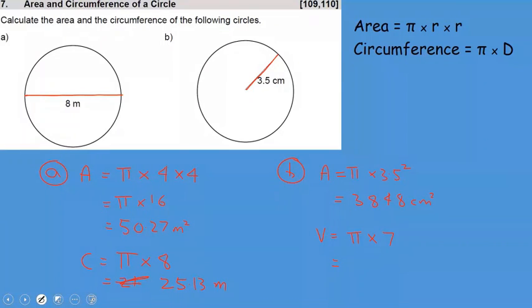So let's work that out. On a calculator, I've got, again to 2 decimal places, 22.00 centimeters.